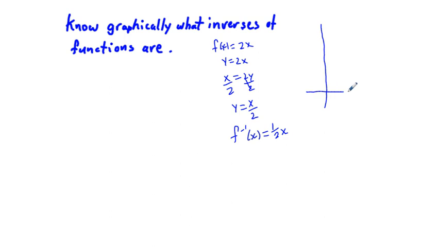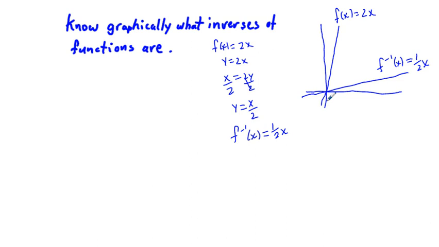We would have a function f of x equals 2x. It looks like this with a slope of 2. So f of x equals 2x. And then its inverse, f negative 1 of x, would be 1/2 x. And what we're looking for is these two functions reflect about the line y equals x.